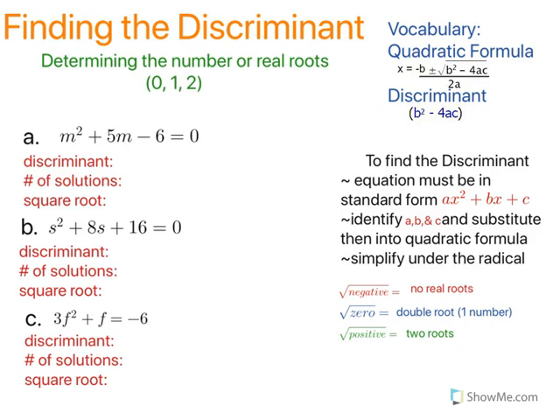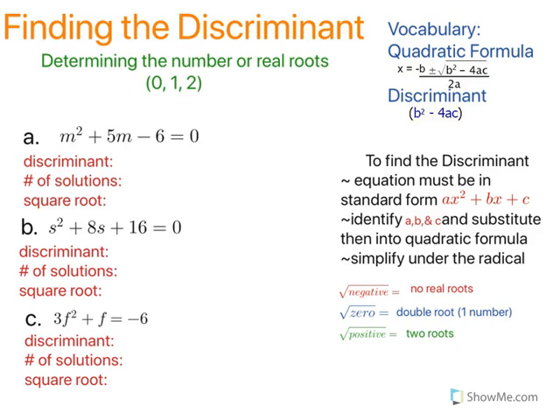The discriminant would be the part that's underneath the radical. That would be the b squared minus 4ac part. To determine the discriminant, we want to make sure that our equations are in standard form. That would be ax squared plus bx plus c. That way we're able to identify the values for a, b, and c, and then we can substitute those into that particular part of the quadratic formula. And then we want to simplify underneath the radical.